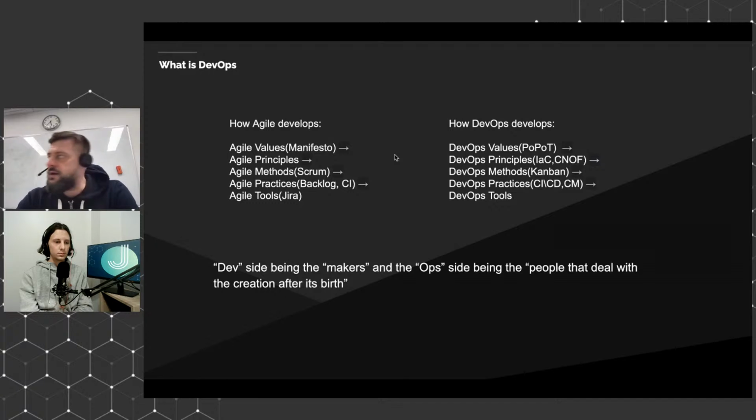For example, we would like to have working code instead of very good documentation. So it's not some practice, it's just our value. We believe, we trust in this, that having working code is better than having a very good documentation but non-working code. The same we can do for DevOps.